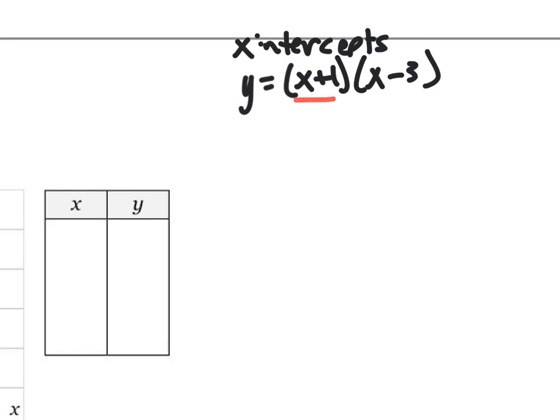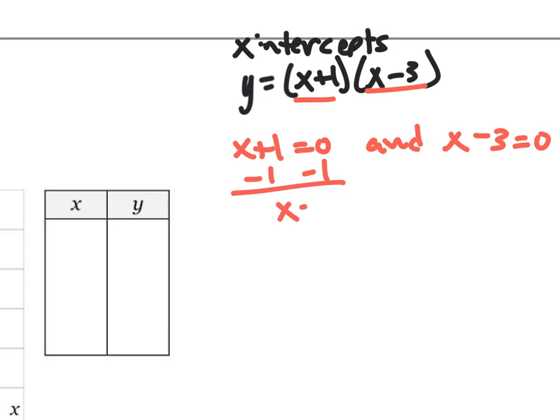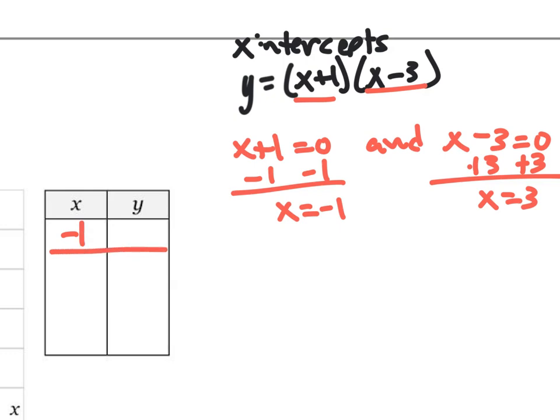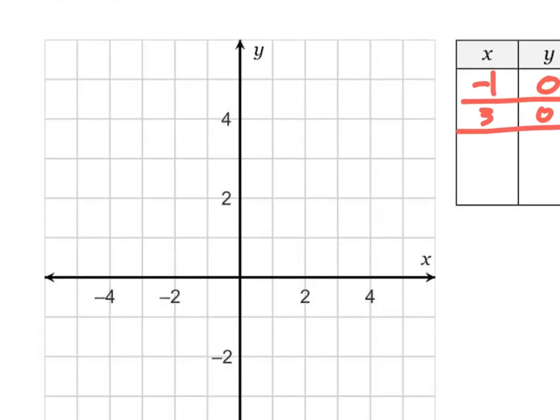Remember, I'm going to set x plus 1 equal to 0, and I'm going to set x minus 3 equal to 0. Subtract 1 from both sides, so x is equal to negative 1. Add 3 to both sides, and that gives me x is equal to 3. So at those points, I have the point negative 1, 0, and the point 3, 0. I'm going to plot those points on the graph. So here's negative 1, 0, and here's 3, 0.